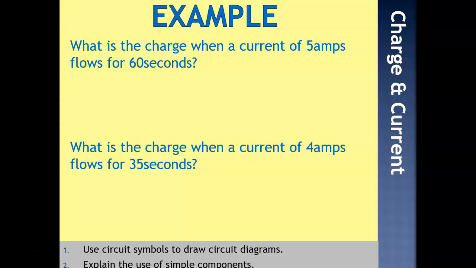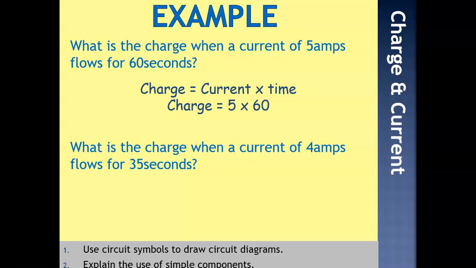Okay, so we'll do two examples and then I'll ask you to do the questions. What's the charge when a current of 5 amps flows for 60 seconds? So if charge flow is current times time, then our current in this case is 5, and our time is 60 seconds. 5 times 60 gives us 300 coulombs. Okay, try the next one yourselves. Pause the video and try the next one. What's the charge when a current of 4 amps flows for 35 seconds? Pause now.